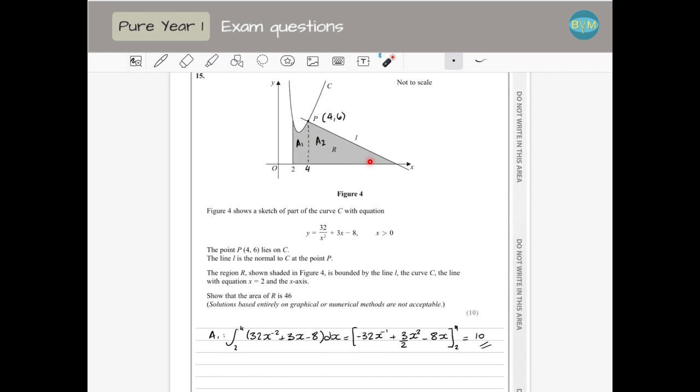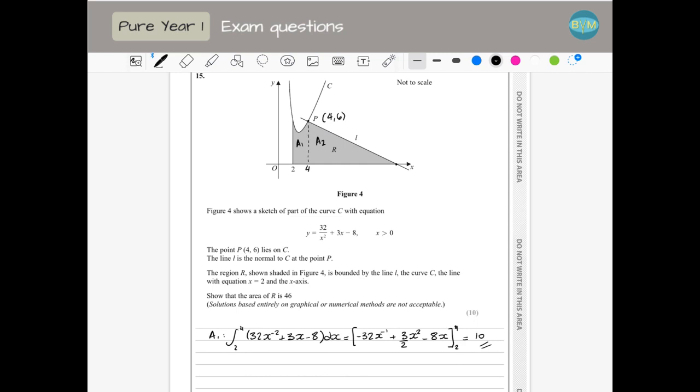And now we need to find this area, but this area is just a triangle. We know this side. This side is the y of P, which is 6. So we need to find only this side. This line is normal to this curve. We know the point. If we find the gradient, we will have the line, and if we have the line, we will find this point. And that's what we are going to do.